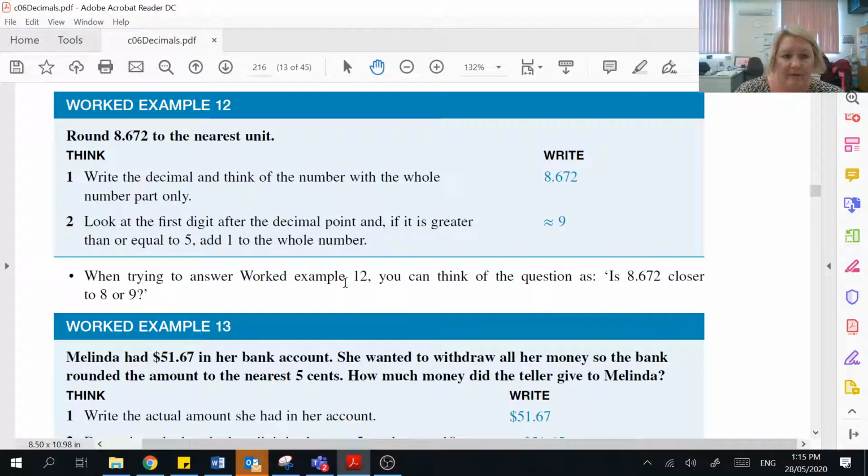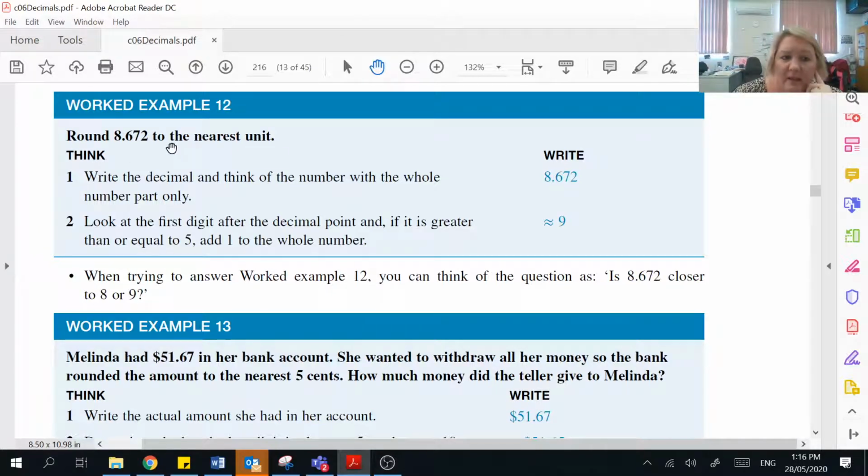The next one, round 8.672 to the nearest unit. What's a unit? You're a unit. I'm a unit. A unit is one thing. Unless you've had part of you sliced off, you are one thing, you are a unit. So a decimal can't be a unit. A fraction can't be a unit. 1 is a unit and 17 is 17 units. 17.5 is 17 units and some other stuff.